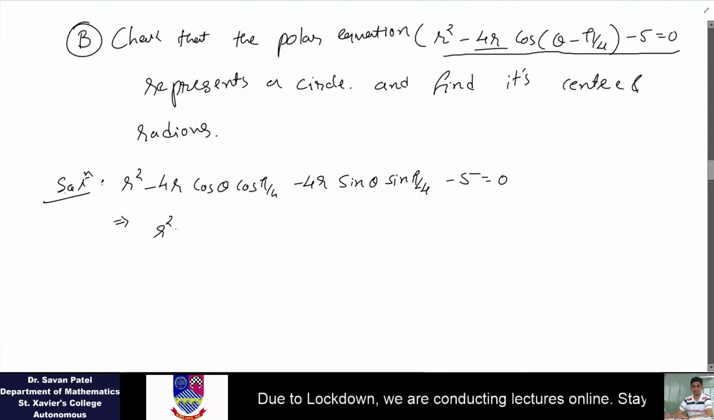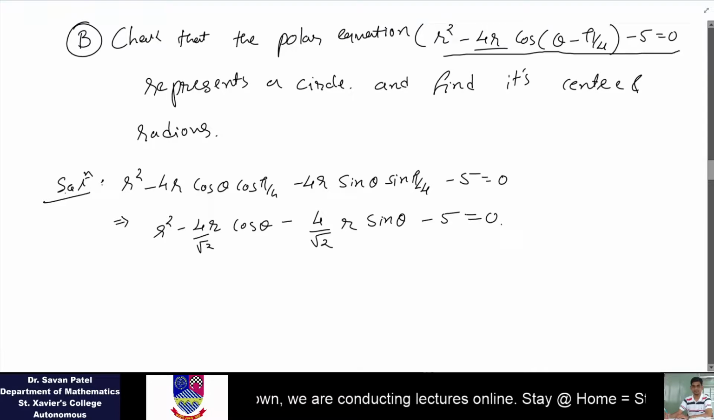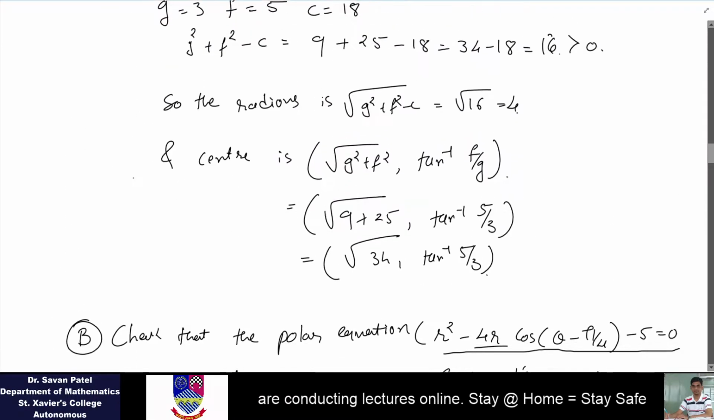That is r square minus 4r cos theta into cos pi by 4, that is 1 by root 2. So 4 by root 2 cos theta minus 4 by root 2 sin theta, since sin pi by 4 is again 1 by root 2, minus 5 is equal to 0. So now we compare with your g, alpha and f things as we have done in the previous.